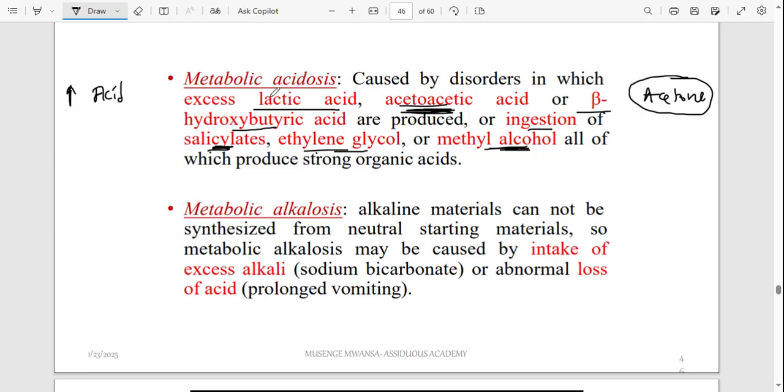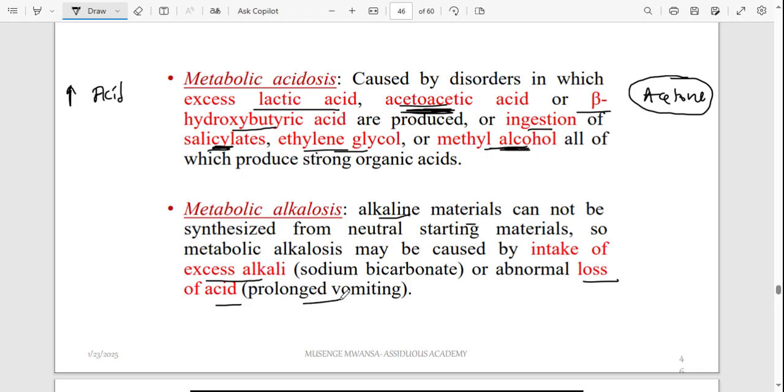So metabolic acidosis is not about the respiratory system. It's where you are either taking in a lot of acid, or you are producing a lot of acid. While metabolic alkalosis is where you are removing too much acid, or you are taking in a lot of base. Actually, alkaline materials cannot be synthesized from neutral starting materials. So metabolic alkalosis is not going to be caused by production of base, but instead by excess intake of the base, or by abnormal loss of acid.